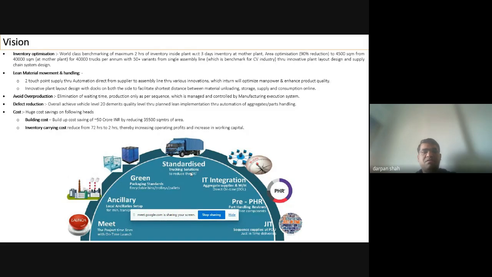Also, saving a lot of cost, as I explained on the area front, building less amount of area saves a lot of cost, and reducing the inventory to an optimized level increases the operating profits, and there is more working capital available with the company. So just moving forward, I'll be explaining this part in more detail.